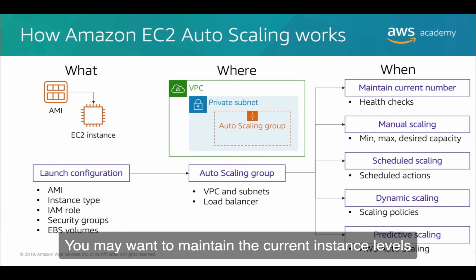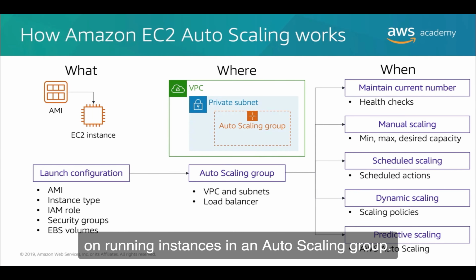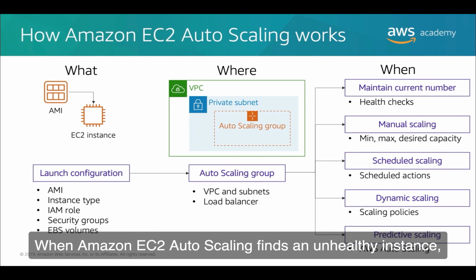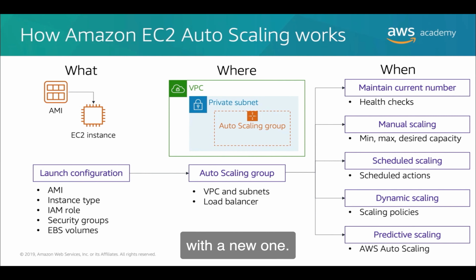You may want to maintain the current instance levels, and Amazon EC2 Auto Scaling performs a periodic health check on running instances in an Auto Scaling group. When Amazon EC2 Auto Scaling finds an unhealthy instance, it terminates it, and that instance is replaced with a new one.